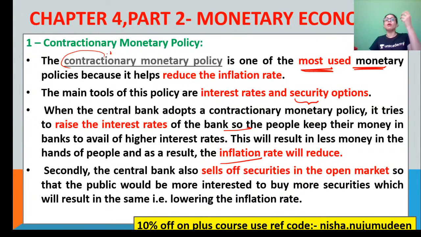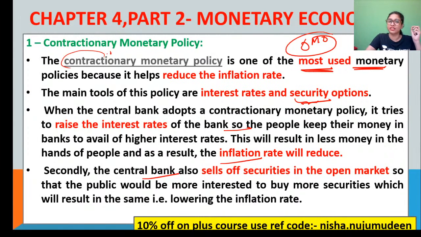Clear? Now the second important way in which the RBI applies contractionary monetary policy in practicality is security operations, that is, open market operations. When there is too much inflation, they will start selling securities. So now the market will start purchasing them. When we buy something, money goes from our hand. So when the RBI is selling securities or bonds in the open market, the public starts buying them. Automatically, money is coming from the hands of the public to the RBI. Again, the supply of money is controlled. So automatically inflation comes down. The rate decreases. Clear?